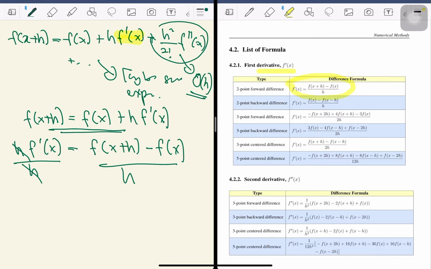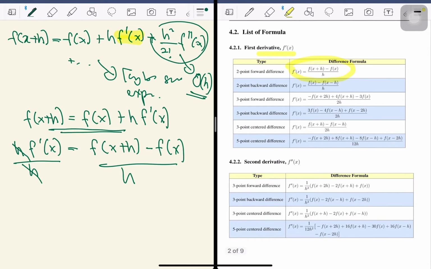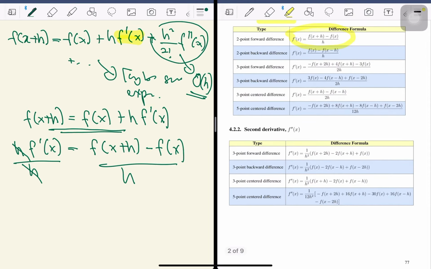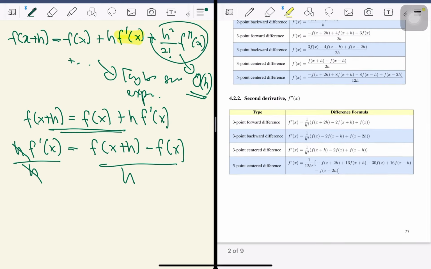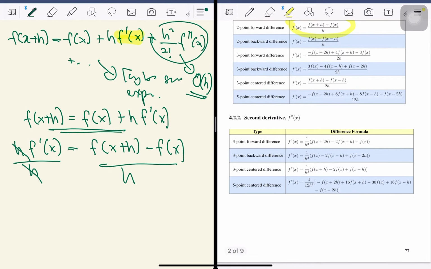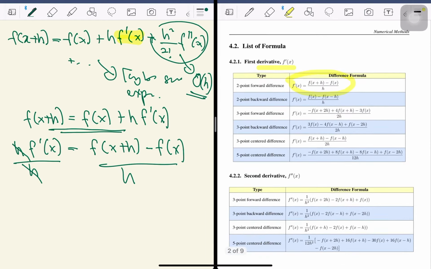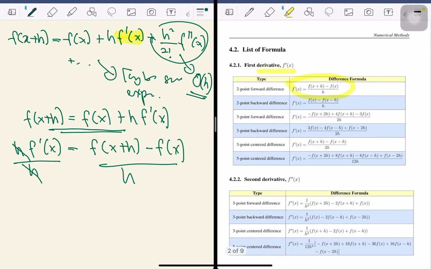Okay, I just want to introduce a bit where it actually comes from. The idea is every formula in the table can be proved. But since we're just going to use it, let's skip that part. One more thing.